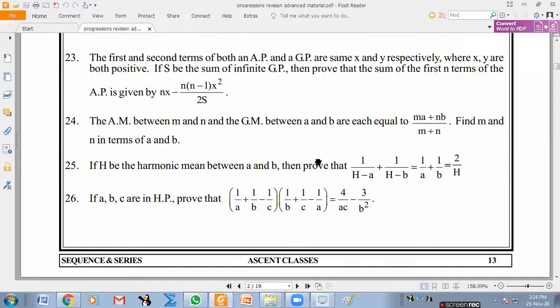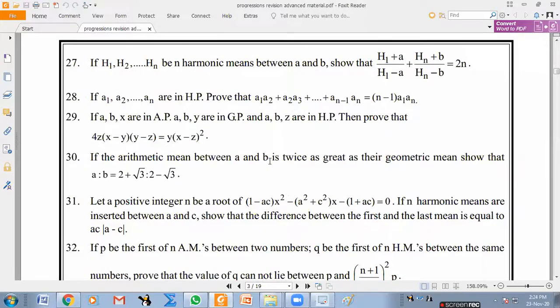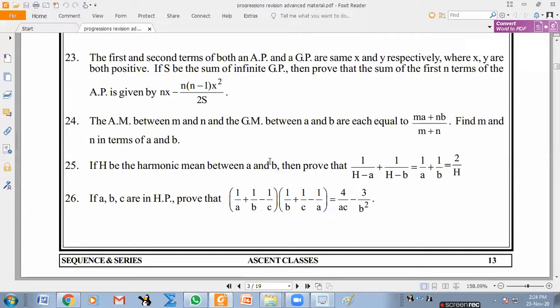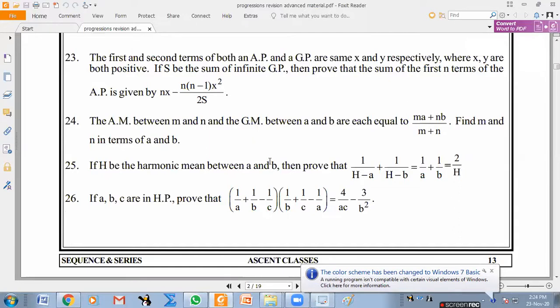Okay, for some time I'll discuss some questions from harmonic progression, then I'll clarify your doubts in the mains material. Am I audible to all of you? Yes, sir. Okay, so let us continue. I think up to 23rd we're done in the class. 25 onwards we have to do.